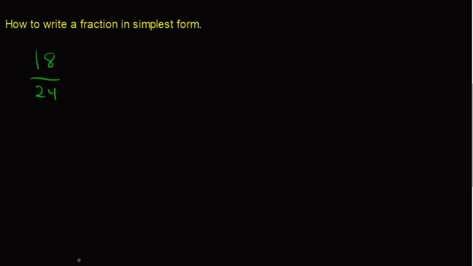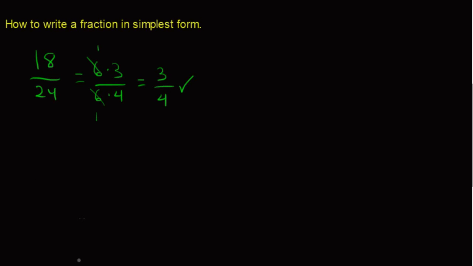18 over 24. The easiest way to solve this is to find the greatest common factor. In this case, the largest factor that we have in common between 18 and 24 is 6. 6 goes into 18 3 times. 6 times 3, 18. 6 goes into 24 4 times. 6 times 4, 24. I can cancel the 6's. Leaves 1, 1. 1 times 3, 3. 1 times 4, 4. There are no 3's in 4, so this is in simplest form.